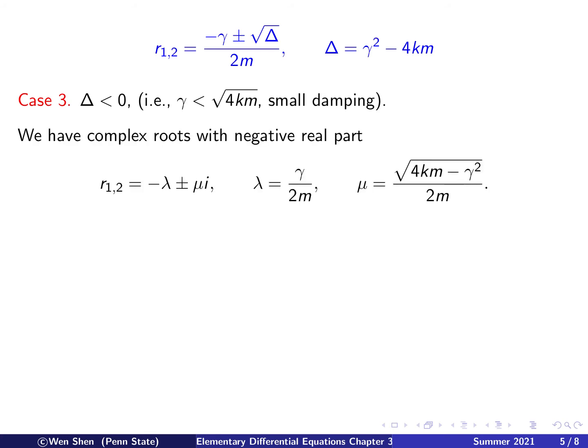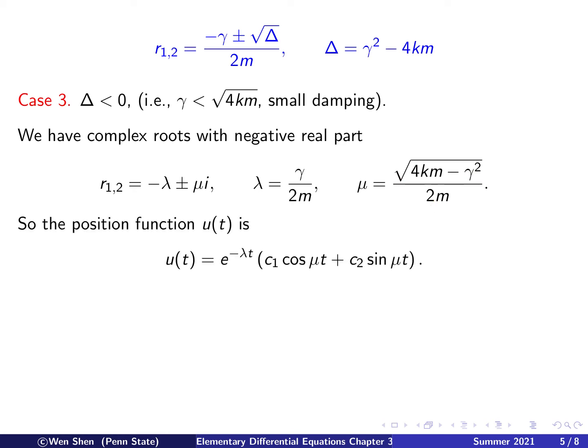Okay, so in this case, we know that this quantity is negative. Then we have complex roots, and the real part is negative. Let's write out r1,2 is negative lambda plus or minus mu i, where negative lambda is the real part, and lambda is gamma over 2m. And mu is the imaginary part, which is the square root of 4km minus gamma squared, that guy will be positive, over 2m.